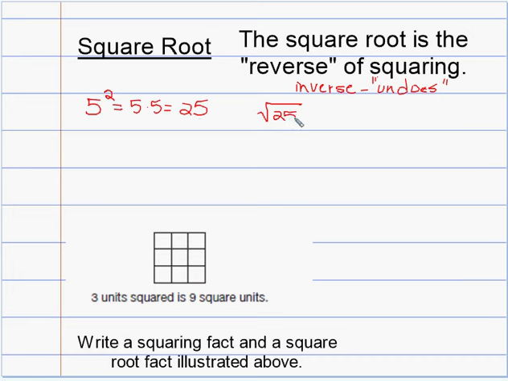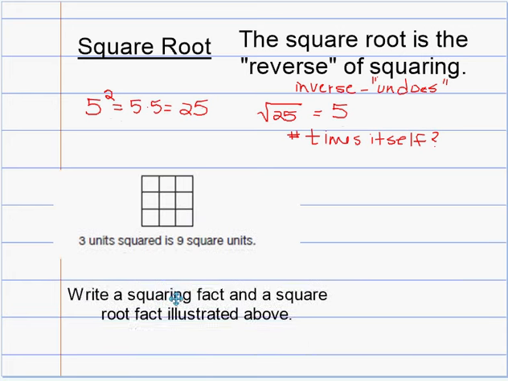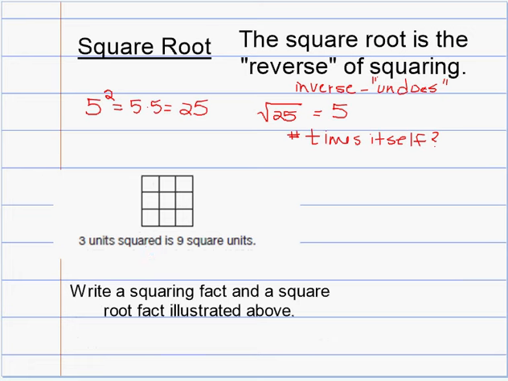The square root of 25 equals, and this is where you have to think, what number times itself? What number times itself gives you 25? And we already know that that's 5. Okay, that's what we're doing. Now put this down on your paper here. 3 units squared is 9 square units.